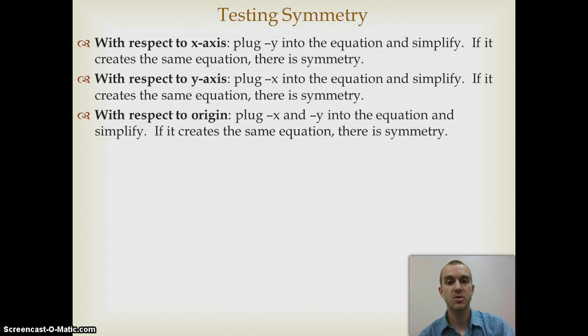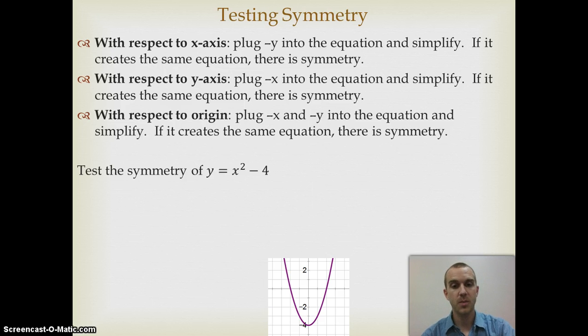Now if I want to test symmetry in a general equation, what I can do is for my x-axis symmetry, I plug in a -y and try to rewrite the equation and see if I can get it back to the same equation. If I can, that is symmetric. If I do it for my y-axis symmetry, I plug in a -x and I do the same thing. I'm going to rewrite it and try to get back to the same equation. And if I need to check it for the origin, I plug in both -x and -y and see if I can rewrite the equation to get back to where I started.